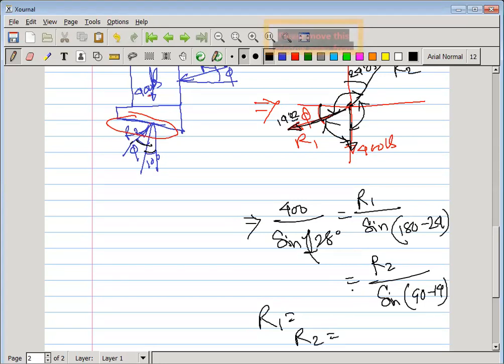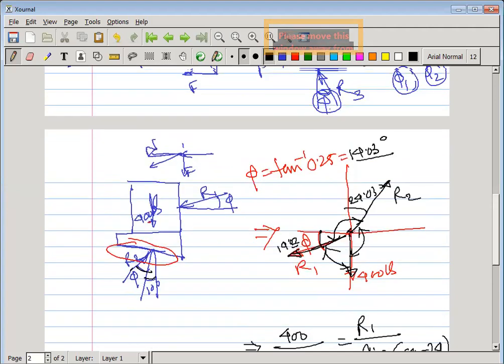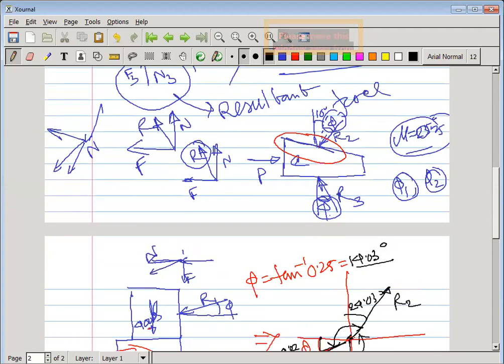Clear up to this? Is it clear? Anyone have any confusion up to this? Yes, sir, clear. Now a similar thing we have to apply for this portion also.